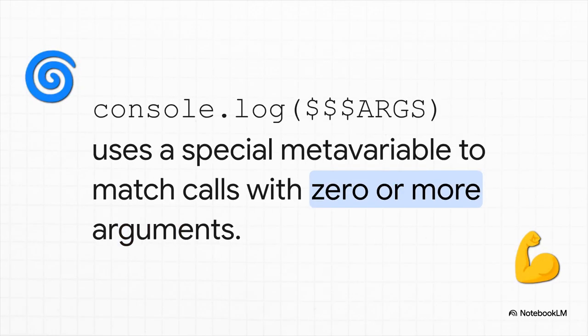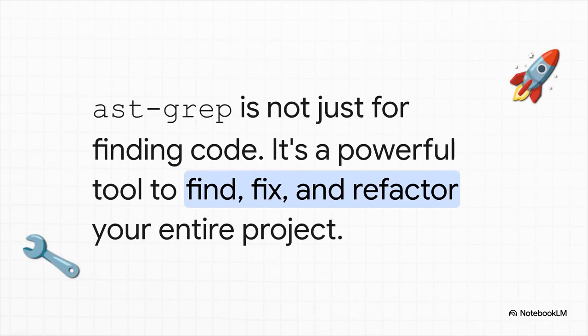But what if you need to match calls that have, say, 0 arguments, or maybe a whole bunch of them? For that, there's another kind of meta variable. This triple dollar sign pattern, $$$ARGS, is incredibly flexible. It'll match any number of arguments, which makes your search patterns seriously robust. Now, finding code is great, but the real magic, the part that feels like a superpower, is when you can automatically change it. This is where ast-grep goes from a cool search tool to an absolute refactoring powerhouse, capable of applying intelligent fixes across your entire project.